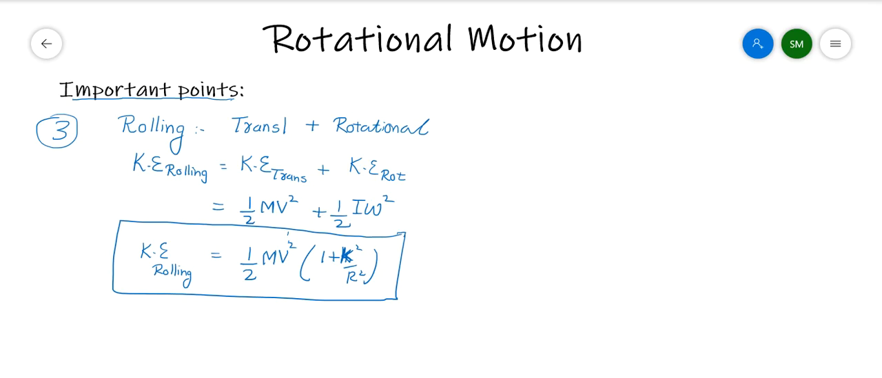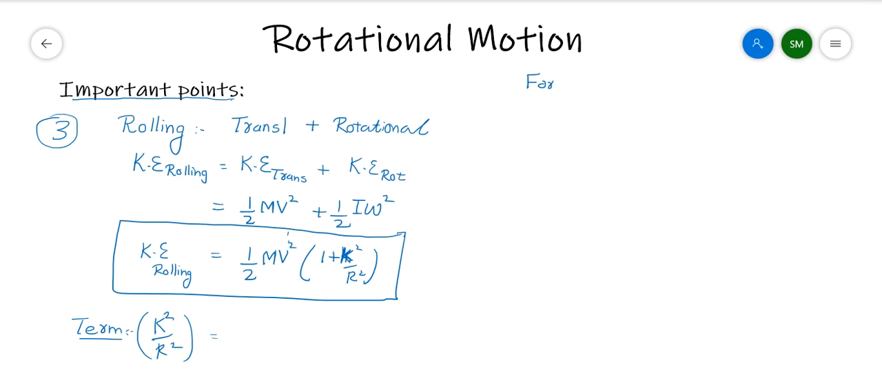If you see in this formula, there's a term k square by r square. This term is very important. A student should know how to directly find this term, k square by r square. So here I'm telling you the method to find k square by r square.